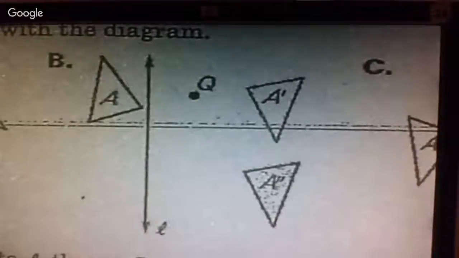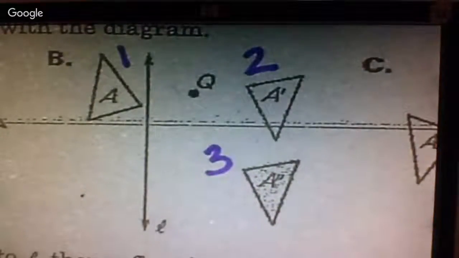All right. Take a look at B. Which one's 1? A. Which one's 2? A prime. So what's happened from 1 to 2? Rotates. And then we did what? Translated. Okay. So it's 13 is B.